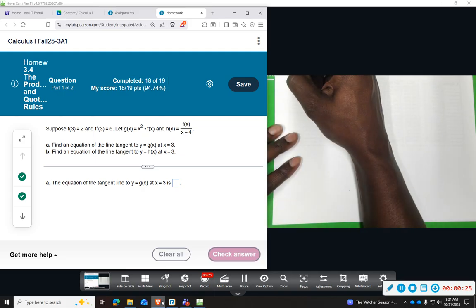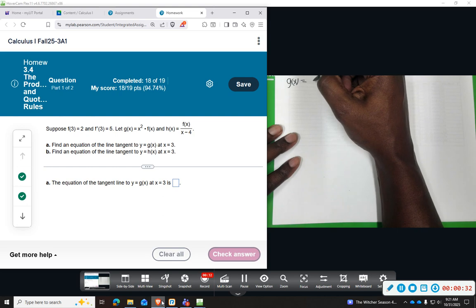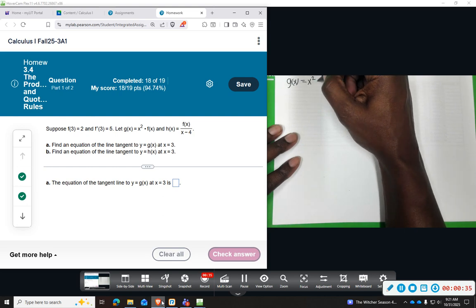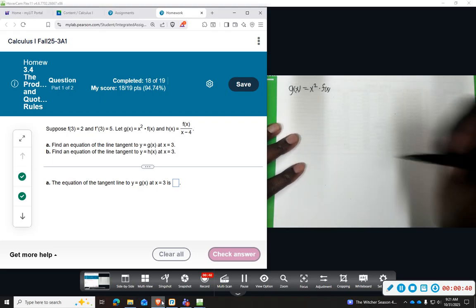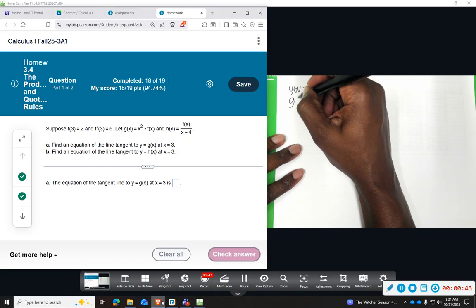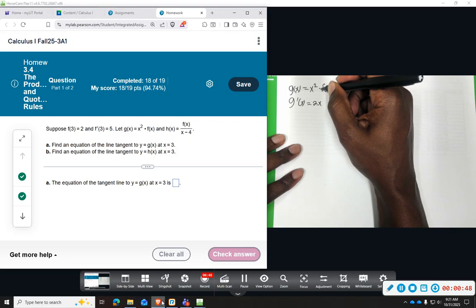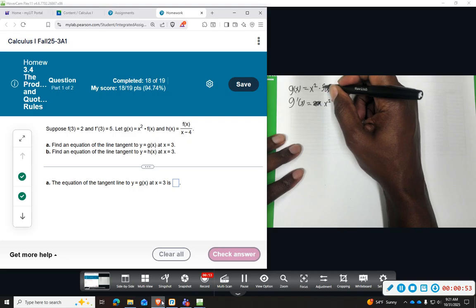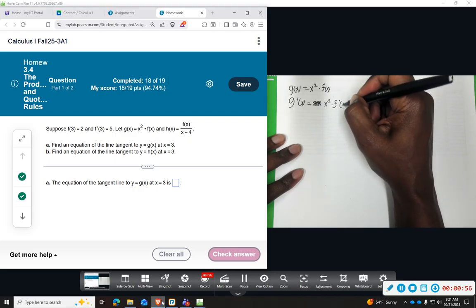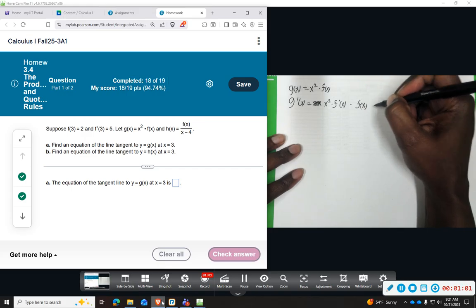So that means we need to start with g of x and find the derivative. That's x squared times f of x. So we're going to need to do the product rule. So g prime of x is going to be 2x times f of x, plus x squared times f prime of x. Let me do it the way I normally do it: 1d2 times 2d1.